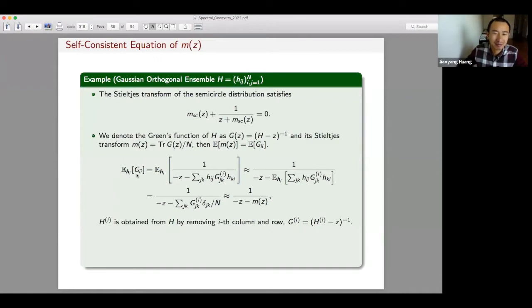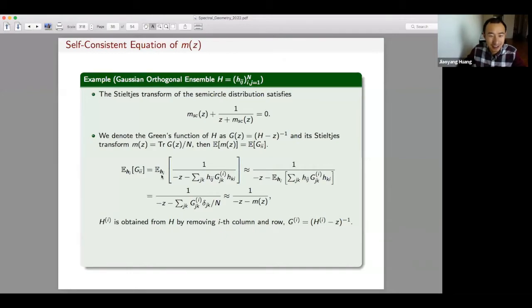For this G_ii, there's the Schur complement formula, which tells you how to invert a 2x2 block matrix. Explicitly, it can be rewritten as 1 over minus z minus the sum of h_ij times G_jk^(i) times h_ki. Here G^(i) is the Green's function of the matrix where you start from the Gaussian orthogonal matrix H and remove the ith row and ith column. This h_ij and h_ki only depend on the ith row and ith column, so they are independent of G^(i). This helps us decouple these two sources of randomness.